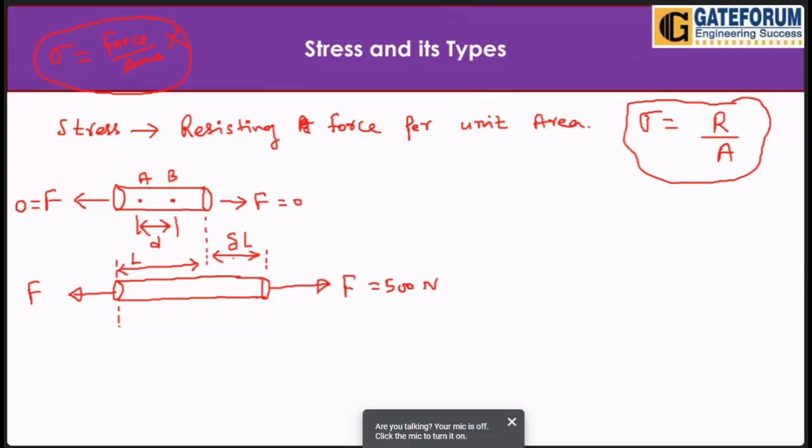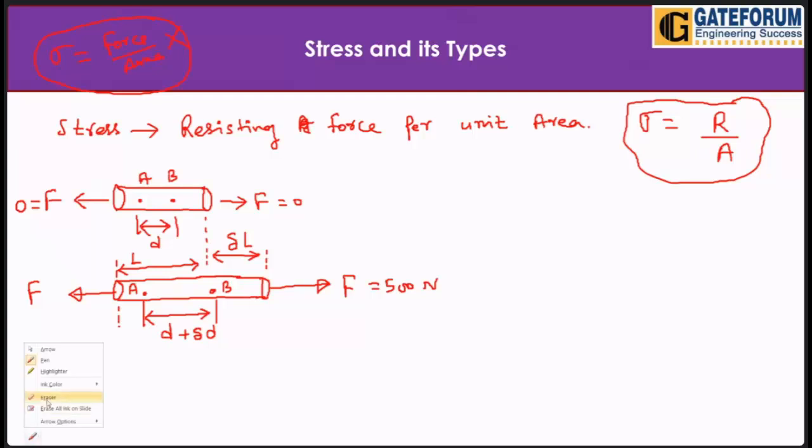But what happened to the same molecules A and B? Since the overall rod stretches by some particular amount, the distance between every molecule goes on increasing. So here we have A and here we have B. How much distance increases between A and B? Definitely now the distance will be D plus delta D. D is the distance between the two molecules. That means the distance between the molecules increases, and the molecules go away from each other.